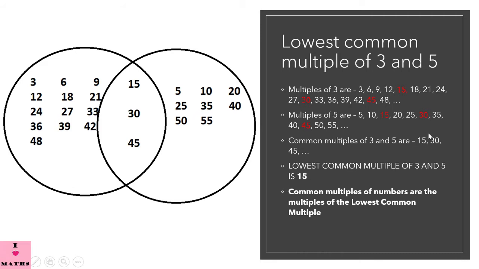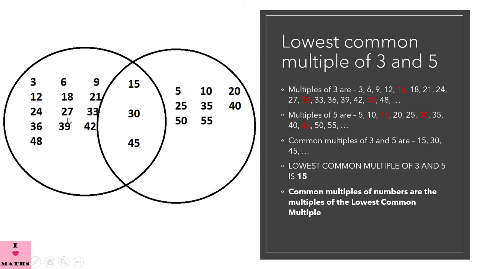Okay, so 15 is the lowest common multiple, or we even call it as LCM. So 15 is the LCM of 3 and 5, and common multiples are the multiples of 15. The numbers which come in the table of 15 are the common multiples of 3 and 5. The same thing has been explained with the help of a Venn diagram. This is called a Venn diagram.